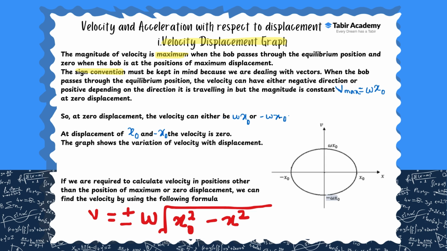In the graph on the right, you can see the variation of velocity with displacement, where displacement is on the x-axis and velocity is on the y-axis. Now if we need to calculate the velocity of the object at any position other than the positions of maximum and zero displacement, we can calculate it using this formula, where v is equal to plus or minus ω multiplied by the square root of x naught squared minus x squared.